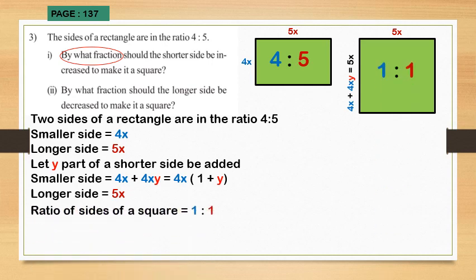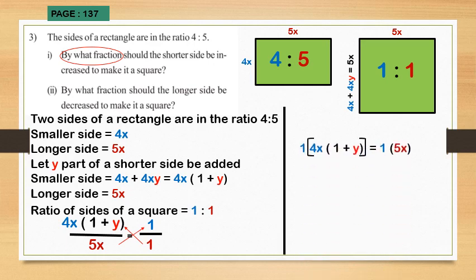So let us write this relation in the form of fraction. That is 4x into (1 plus y) divided by 5x equal to 1 by 1. Then cross multiply, we get 1 into 4x into (1 plus y) equal to 1 into 5x. It can be written as 4x into (1 plus y) equal to 5x. Here x is common. Let us cancel it and write 4 into (1 plus y) equal to 5.